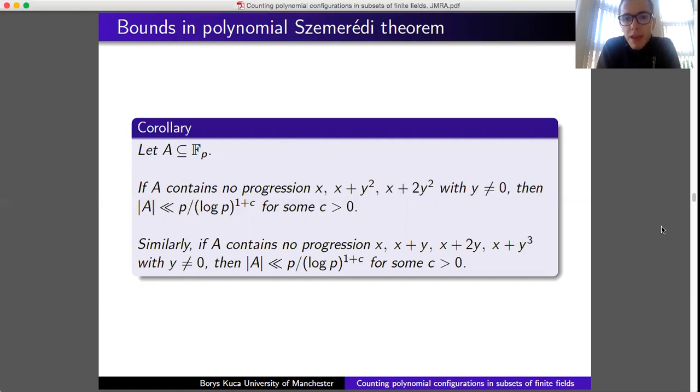Now, this bound that I gave here has been derived first for sets lacking just three-term arithmetic progressions. This is a result by Blum and Sisask from this year. However, using the estimates for the number of such progressions in subsets of finite fields that I gave on the previous few slides, we can infer that the same bound also holds for subsets lacking any of these two configurations.